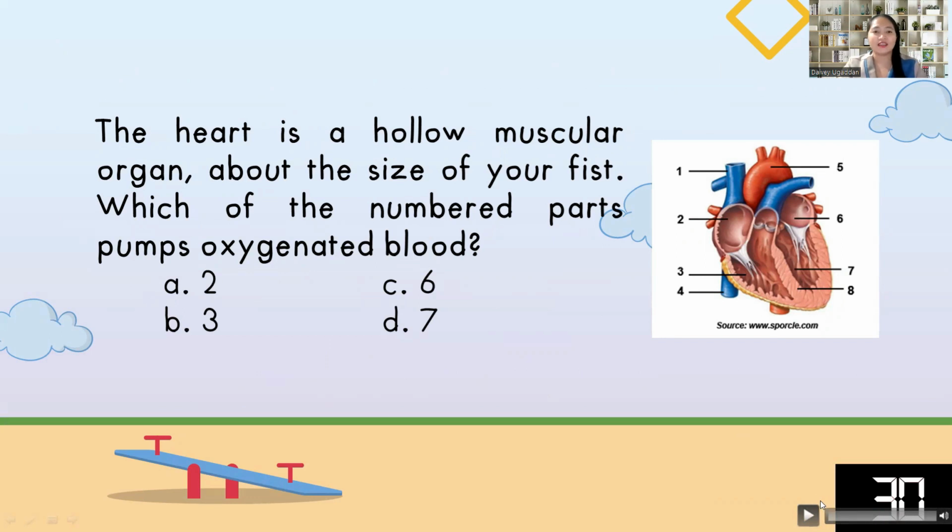Question number 8. The heart is a hollow muscular organ about the size of your fist. Which of the numbered parts pumps oxygenated blood? Is it A, 2? Is it B, 3? Is it C, 6? Or is it D, 7? Look at the diagram and analyze the diagram on the right side. And also don't forget to key in your answer on the comment section.